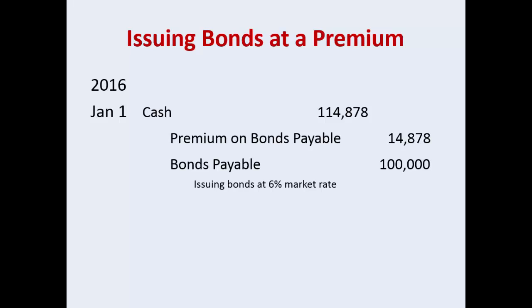This is your initial journal entry. Instead of a contra liability, this is called an adjunct liability because it adds to the value instead of subtracting from the value, increasing the carrying value. Premium on bonds payable is an adjunct, so the carrying value on the sale is $114,878. It has to equal $100,000 at maturity, and that's done through amortization.